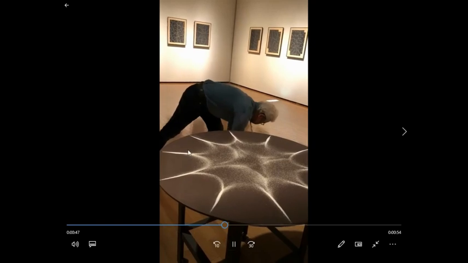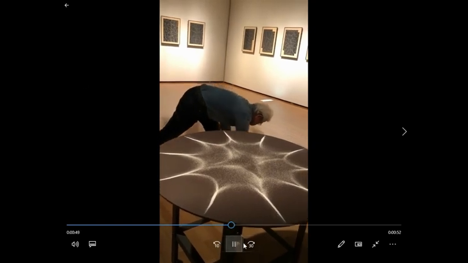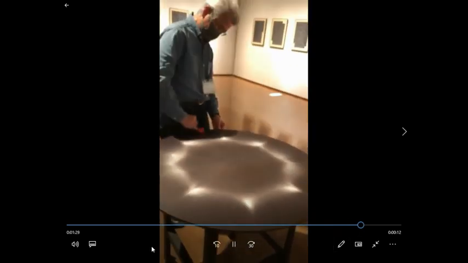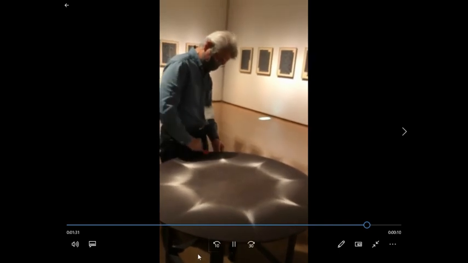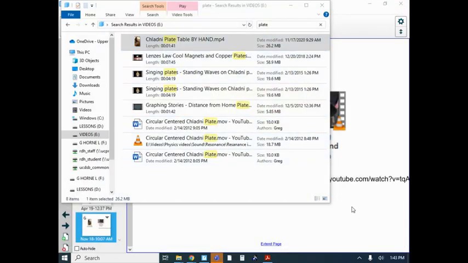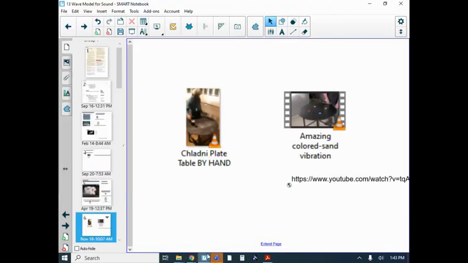And one other video I saw to do with this, I think he's going to do another trick here too. Oh, he's vibrating with a speaker now instead. But all sorts of weird different patterns can show up. Weird stuff. And the other one was colored sand vibrations, colored sand.